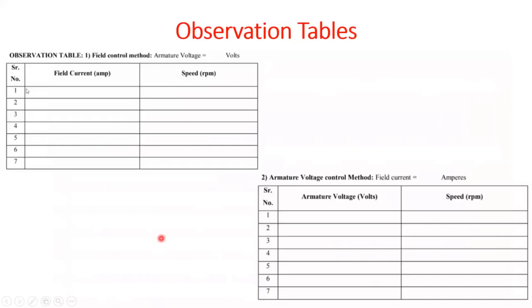So these two graphs you have to plot, and you will get these two observation tables. One is field current in amperes and speed in RPM. This is the field weakening method, and the other is the armature voltage control method, in which you keep the field current constant at a particular value and vary the voltage, and you will get a variable speed. Note down the readings and plot the graph.